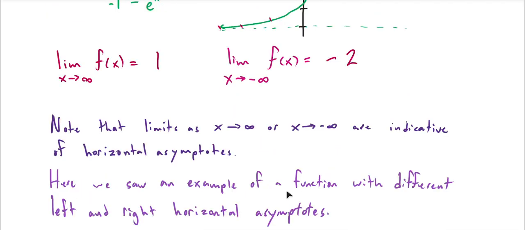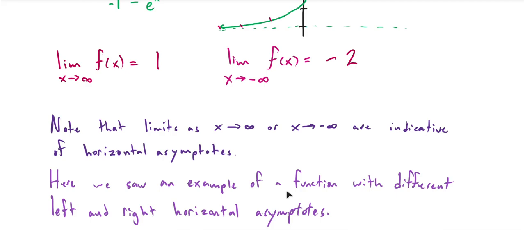Note that these values we get as x goes towards positive and negative infinity, if they're equal to any number, then they are indicative of horizontal asymptotes. But now, as opposed to the rational functions, where we usually have the same number as our horizontal asymptote, here's a function that just gave us 2 different horizontal asymptotes, a left and a right one.